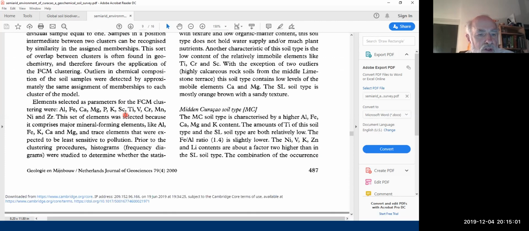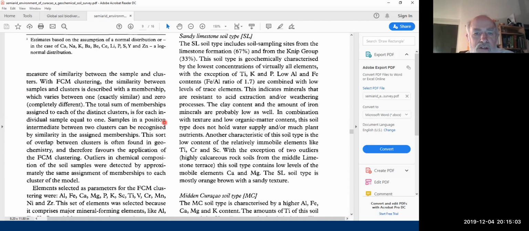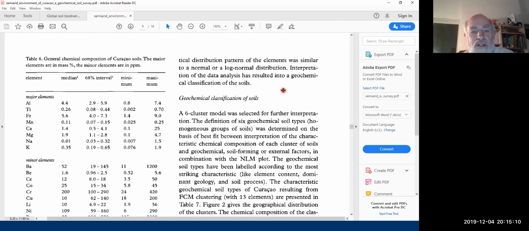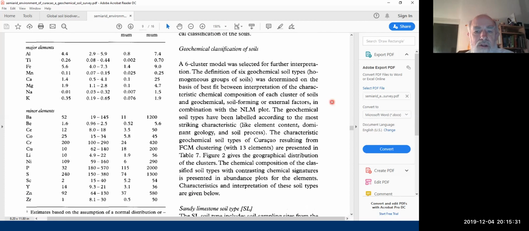And then further on the analysis techniques, the result of that analysis was the 6 clusters. The soil samples formed 6 identifiable clusters, and that's where they came up with this thing where they say basalt east, basalt west, AC, AI, Midden Curacao, those 6 general categories. That's how they got those.